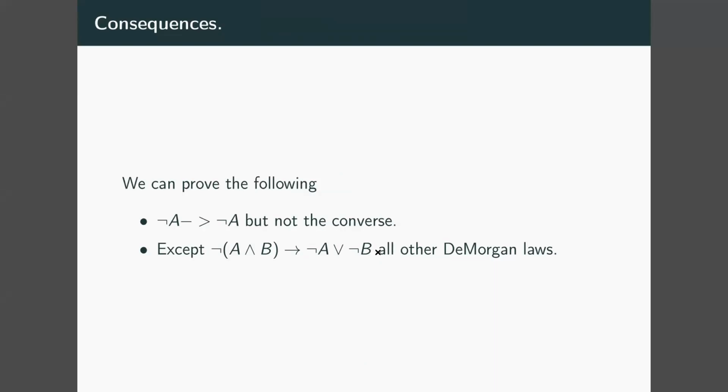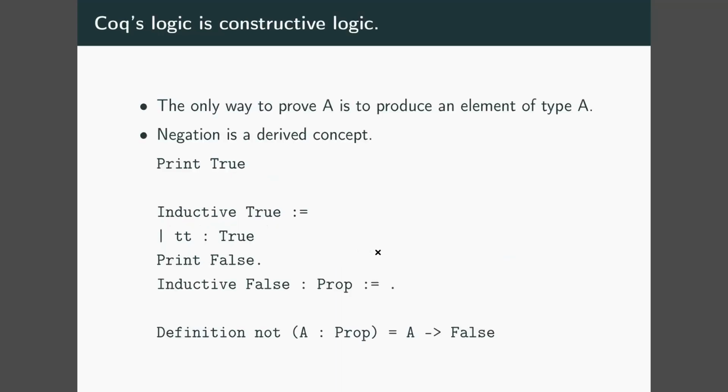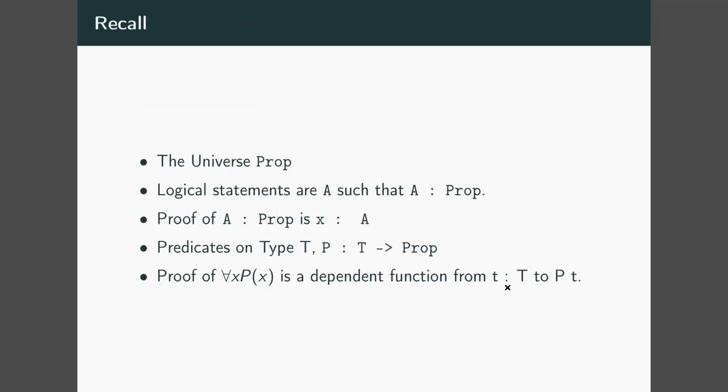What is the other consequence of this? A similar consequence happens for for all and there exists. The point here is that the proof of for all x, P x is a dependent function from x to P of x. That's what the proof of for all x, P x is. So you cannot just say that the proof of there exists x, P x is just the negation of this. That's not a good way of doing it because that's not constructive. That's not going to help us. So we have to seriously think of what the there exists proof would look like.